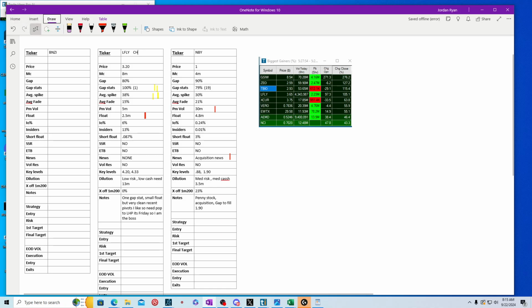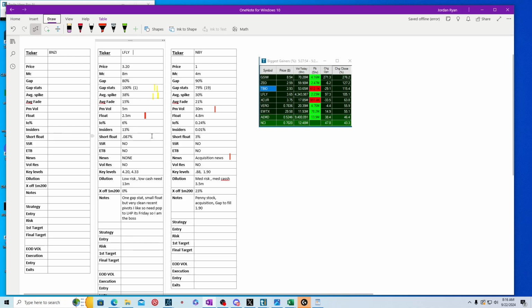So far on this, we only have one red flag. Now, if we get to 3 red flags, we kick it because it's a red flag criteria. Institutional ownership on this is 6%. It's fine as long as it's less than 50. It's not a red flag. Insiders 13%. As long as it's less than 50, it's not a red flag.